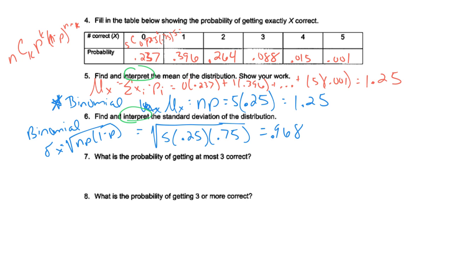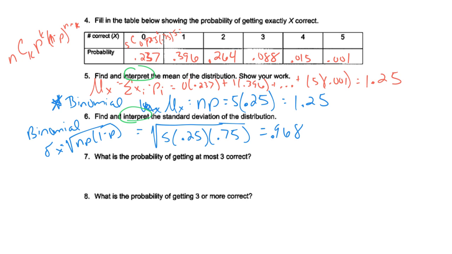Our standard deviation interpretation is similar to what it was before. The number correct on the quiz out of 5, that's where it becomes a little bit different. Using our context, the number of correct answers on the quiz out of 5 typically varies by 0.968 correct from the mean of 1.25 correct. That's going to vary just a little bit from our traditional stem by including the number of trials in it. And we'll put this again on our takeaway page.